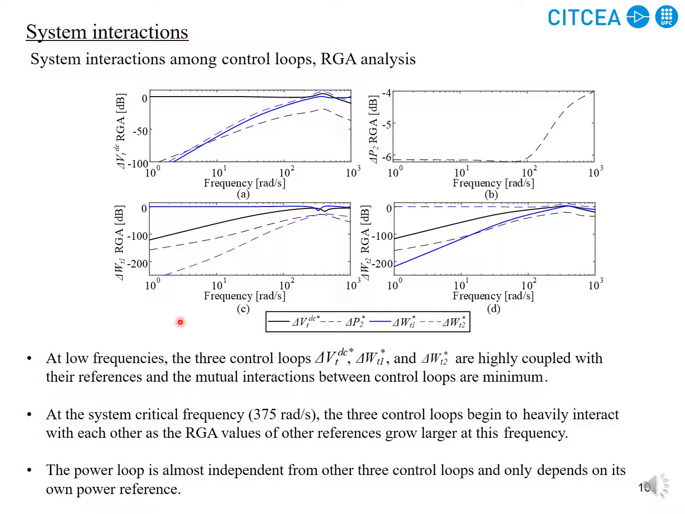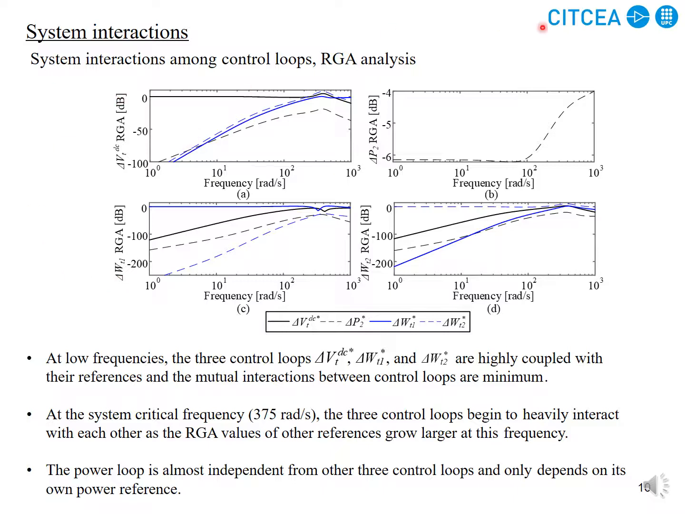To complete the interaction studies, we need to conduct RGA analysis, relative gain array analysis. So relative gain array analysis is conducted on the 4 control loops. It actually indicates how the control loops are interacting with each other. For example, we have 4 control loop references. The whole system has 4 major control loops, therefore 4 control references. So if we conduct the RGA analysis between the reference of the DC voltage and, for example, the total energy of MMC1, we can find the interaction between these 2 control loops.